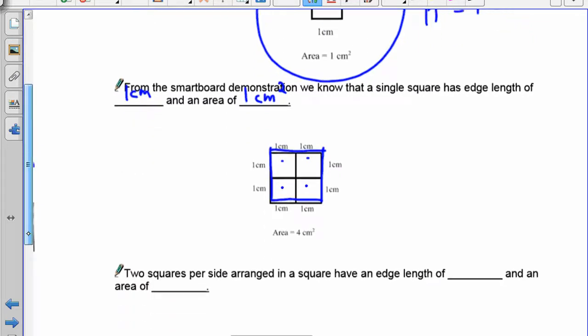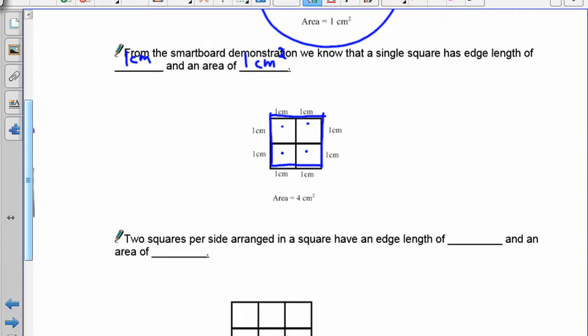Now, using that down here, 2 squares per side arranged in a square like this, 2 by 2, would have an edge length of, well, you can measure it right here, 2 centimeters, and has an area, well, you can count them here, 1, 2, 3, 4. So we've got 4 square centimeters. So that's this square right here that we have. If I had to take and measure it, this does not want to do well for me today.